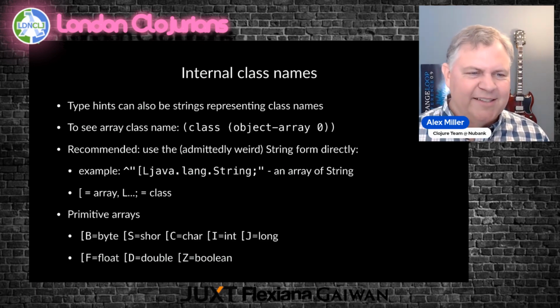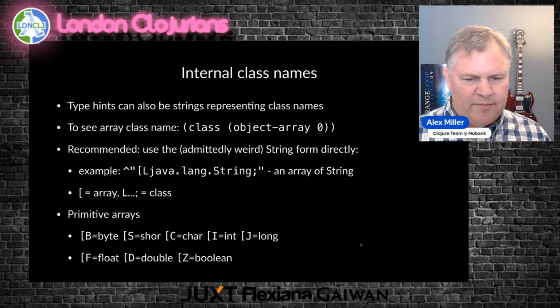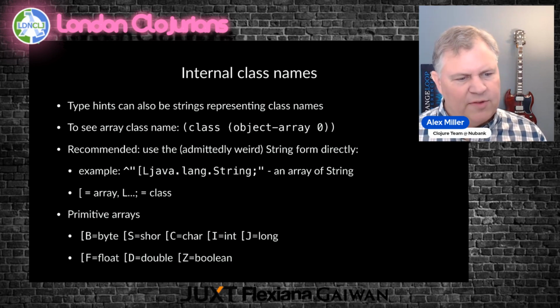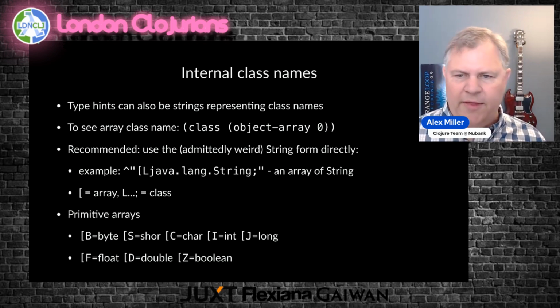This is, again, saying most of that same stuff. You can use the primitive array types as strings as type hints, but really you should probably just use the simplified Clojure versions. That's why they exist. So you don't have to know all that.